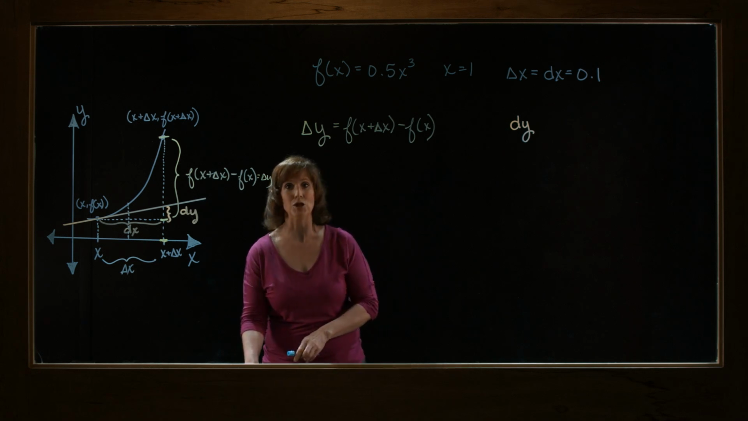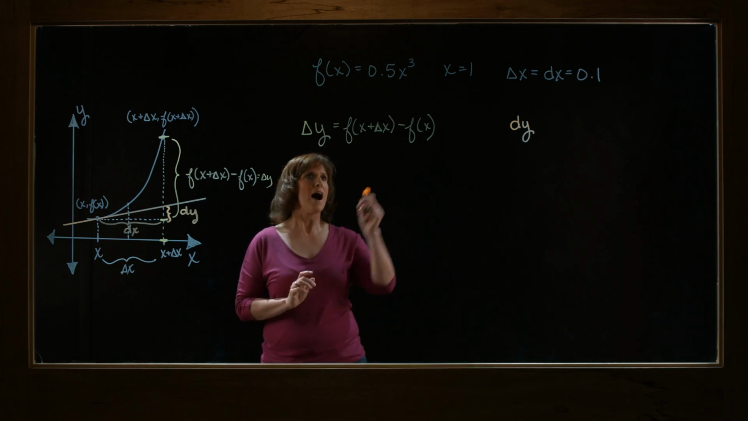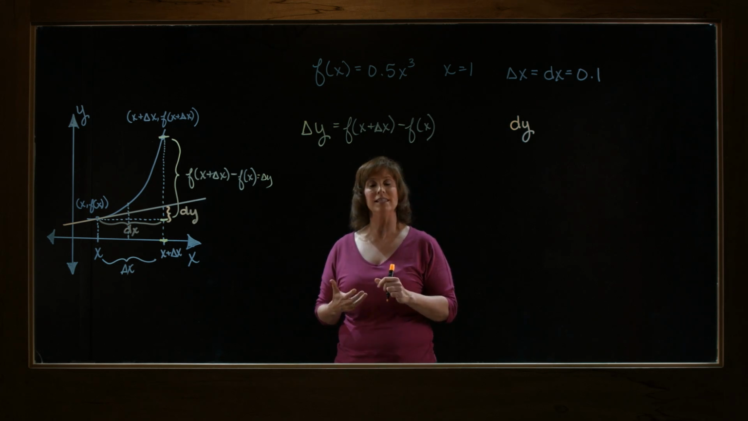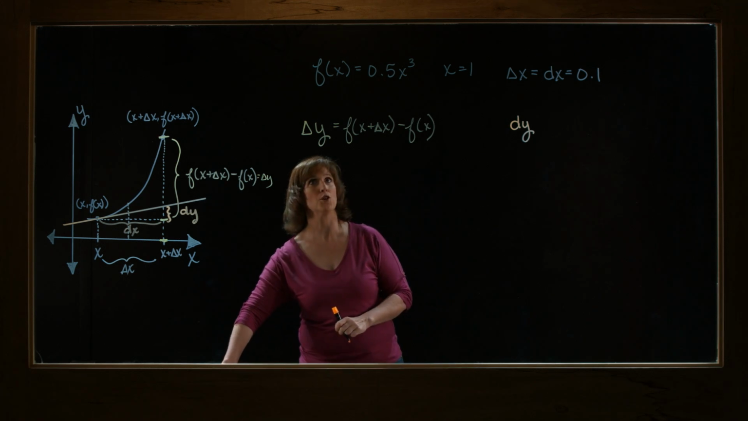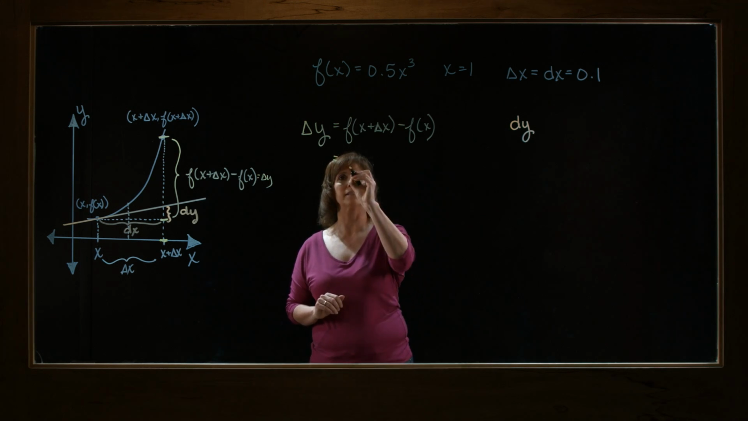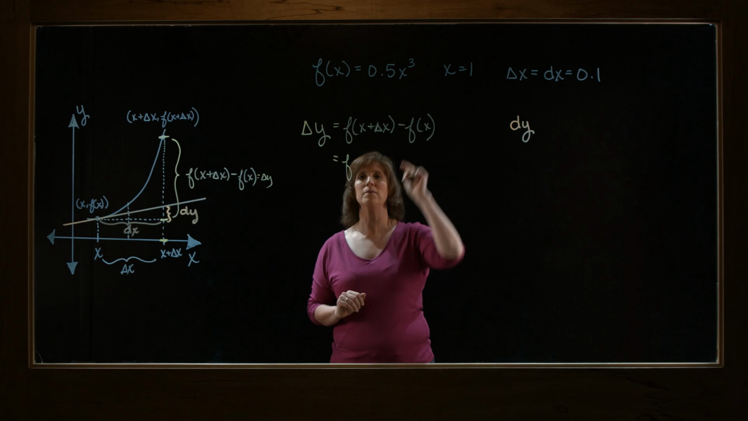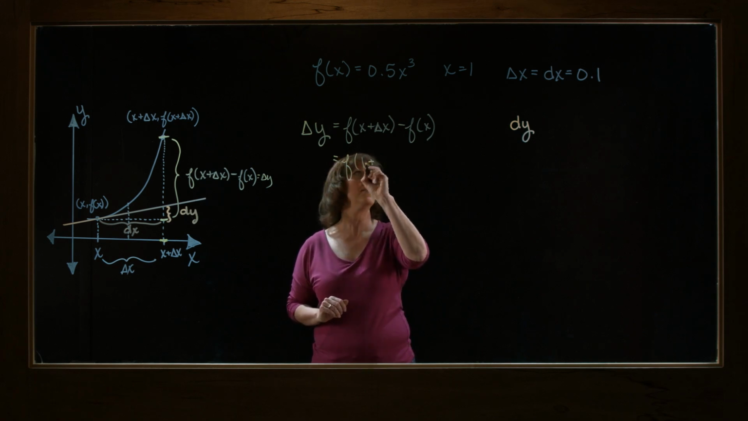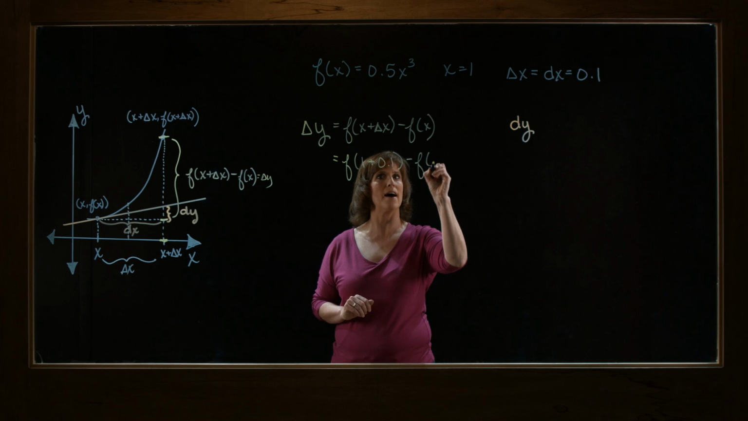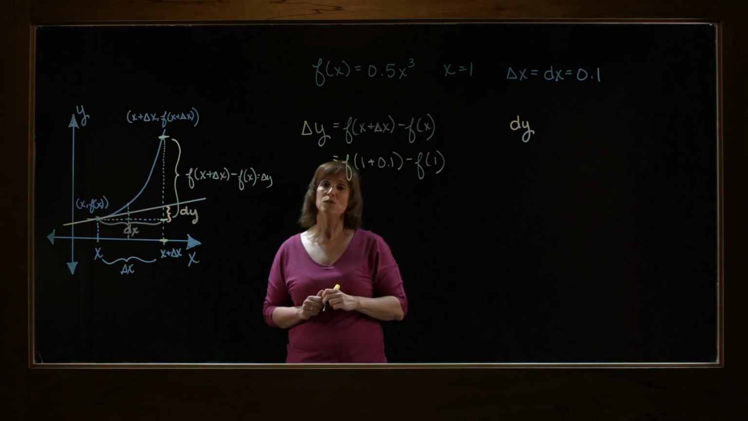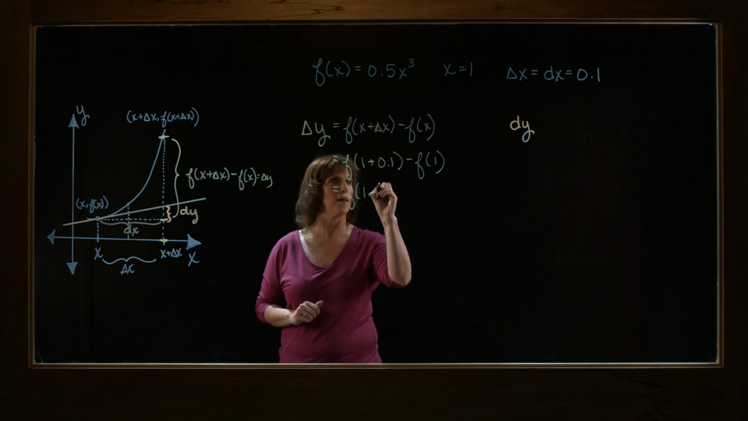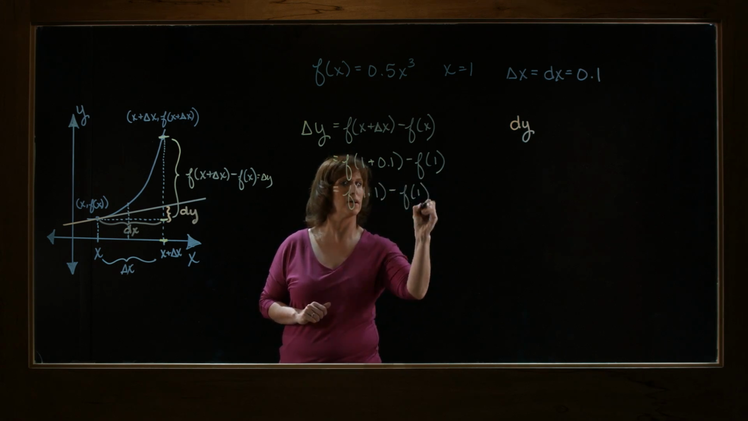Let's go ahead and do this problem. I've already created a formula for my delta y. So I really just need to plug in the information for this particular problem. So we're going to have f of x plus delta x. In this particular problem, the x is 1, and the delta x is 0.1. And then I'm going to subtract f of 1. This is really just function evaluation. So I'm going to have f of 1.1 minus f of 1.